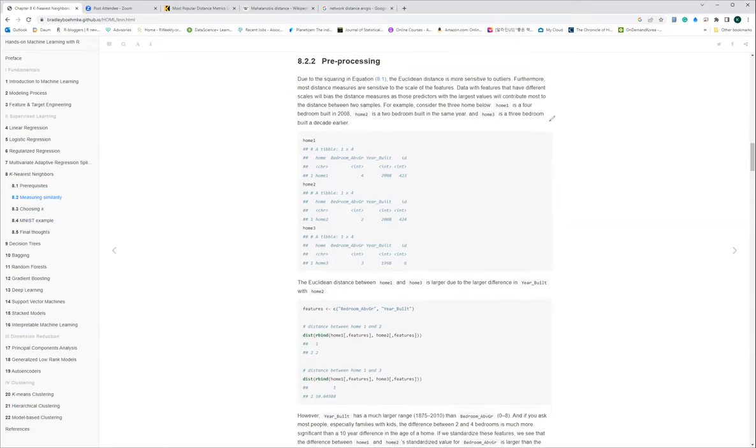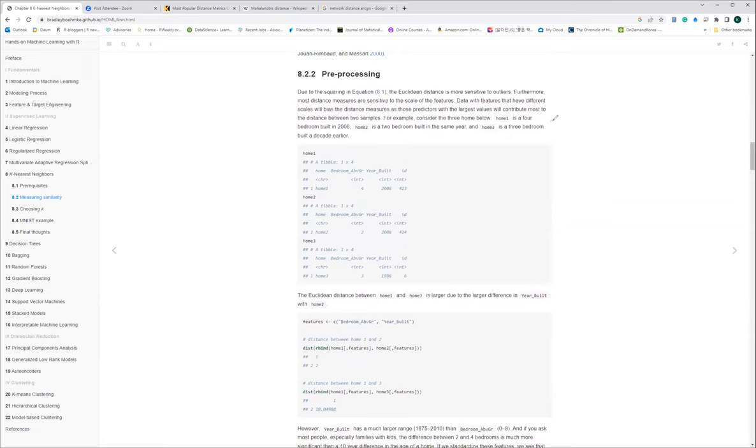Pre-processing is quite simple. In the full example, it is about the difference in the distance depending on the attributes that we use for the similarity being different from one another. For example, home 1 has 4 bedrooms and the year built is 2008, and home 2 has 2 bedrooms and 2008. And home 3 has 3 bedrooms and 1998. When we compare home 1 and home 2, there is a difference in the bedrooms, and the distance is 2.